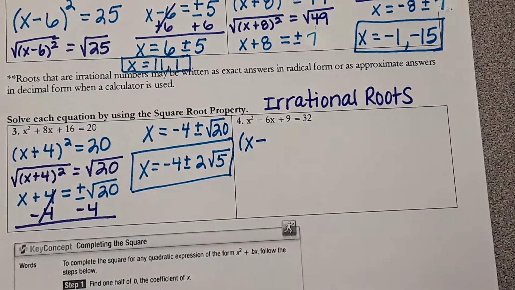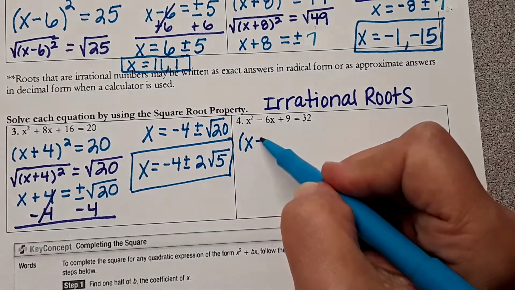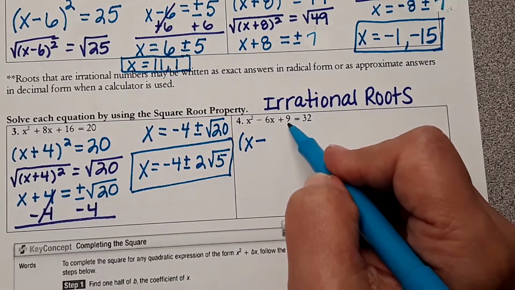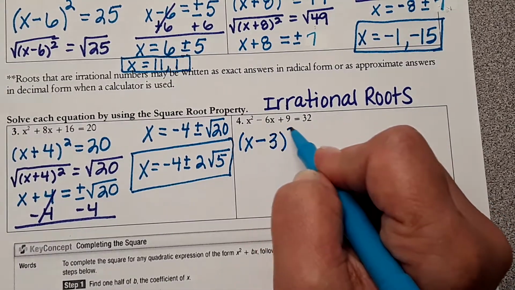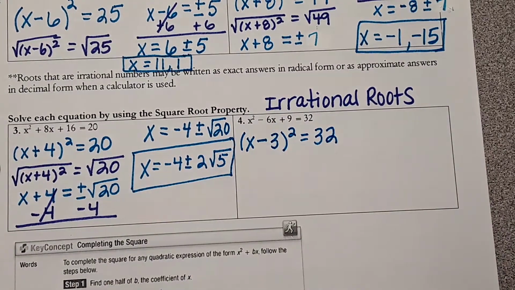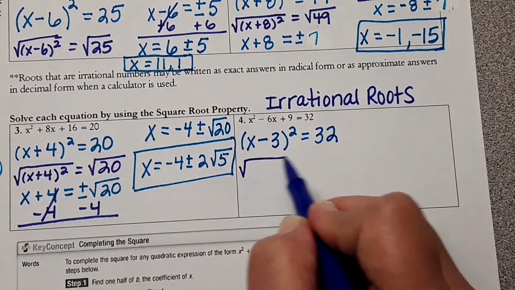So remember, you look at your b. If your b is negative, then inside the parentheses it's going to be negative. You take the square root of c. In this case, it's 9. The square root of 9 is 3. And you equal to 32. It's called the square root method. So you're going to take the square root of both sides.